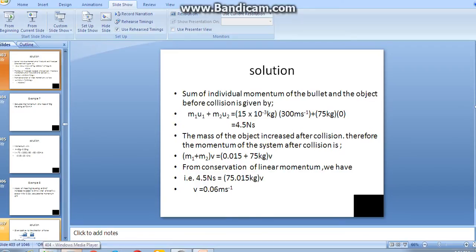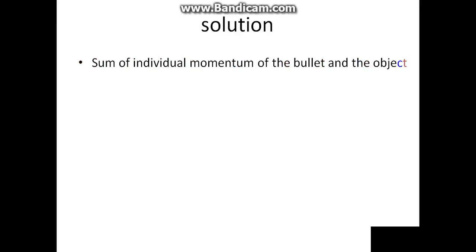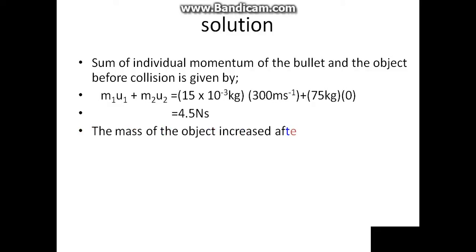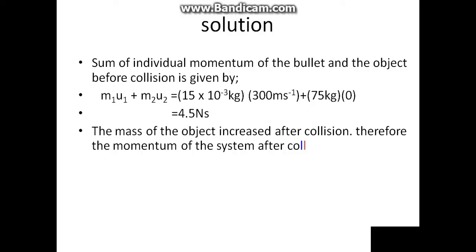Solution. The sum of individual momentum of the bullet and the object before collision is given by m1u1 plus m2u2. This is equal to 15 times 10 raised to power minus 3 kg times 300 meters per second plus 75 kg times 0, which gives us 4.5 Newton seconds.